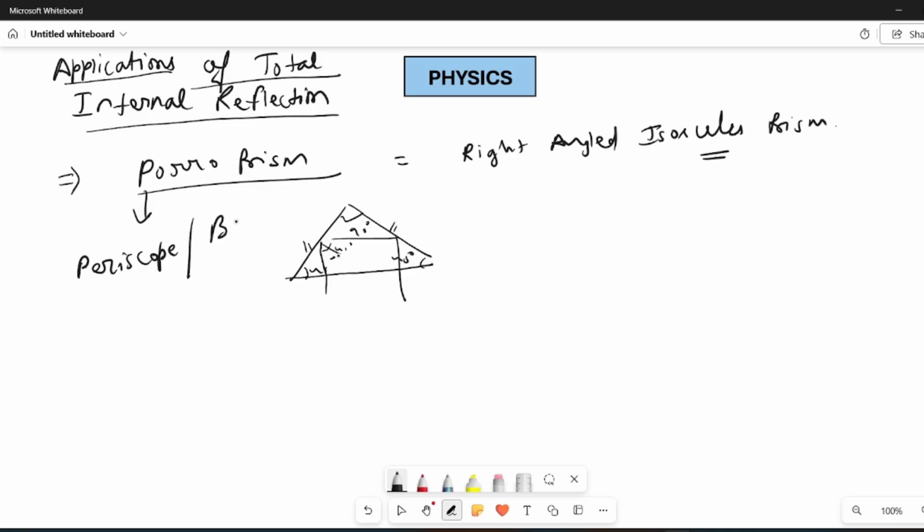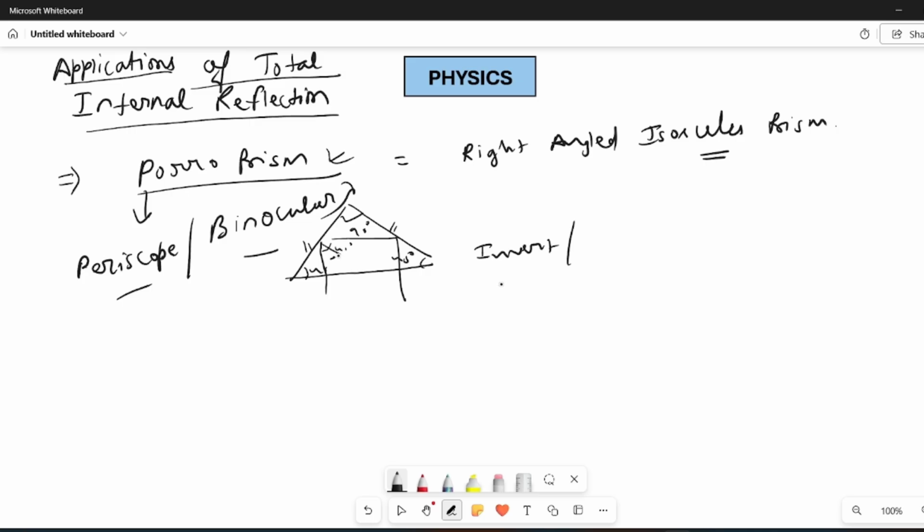Okay, or a binocular, in the formation of either periscope or binocular. Now, total internal reflection, I told you, can be easily calculated. The right angle prism here, most of the time, is used to invert the image of the object. Whenever you want to invert the image of a particular object, you will use these particular prisms.